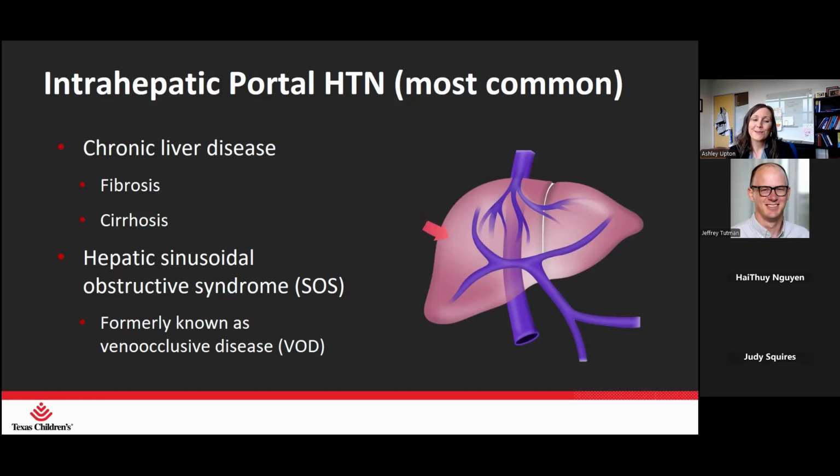It's formerly known as VOD, or veno-occlusive disease. This is a toxic injury to the liver, causing thrombosis of the hepatic venules. So these are tiny veins that are thrombosed, but they're ones that we can't see on ultrasound, but the liver becomes swollen and big in response to it. And this causes increased portal pressures and significant portal hypertension.